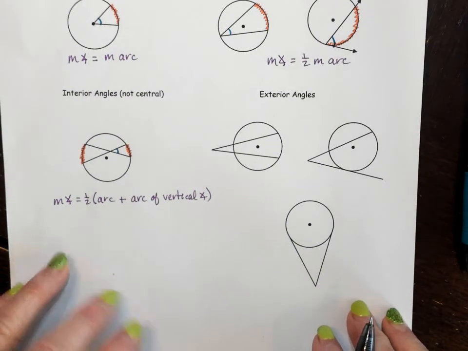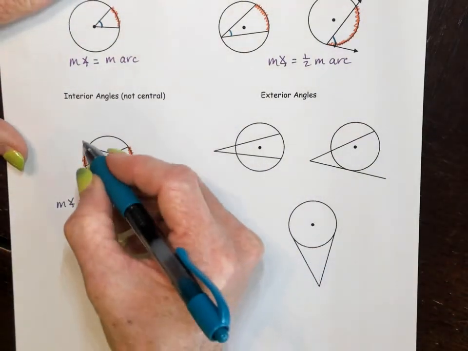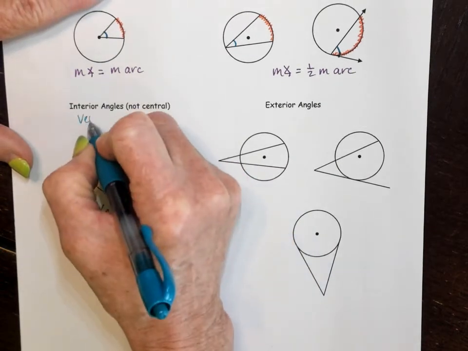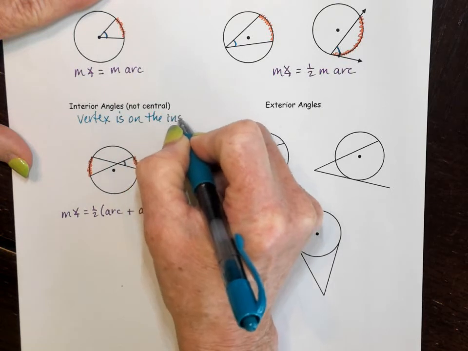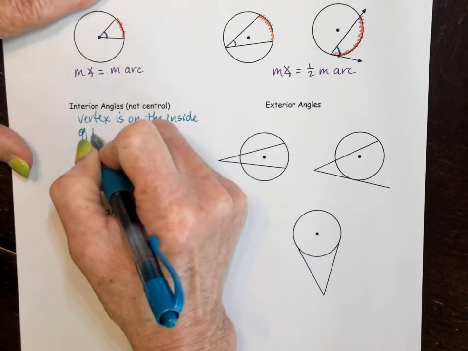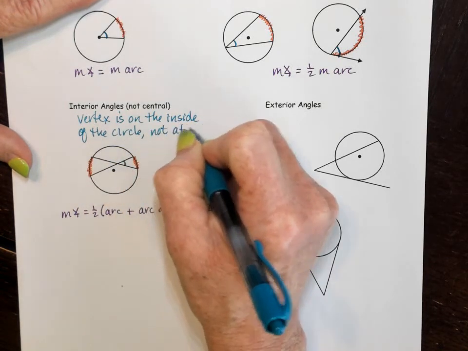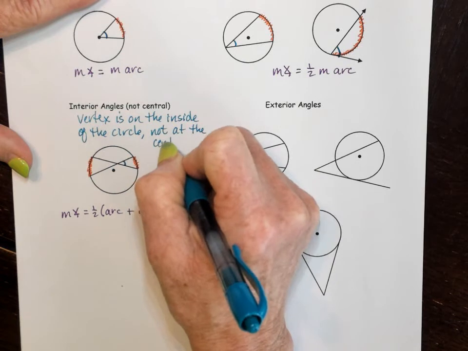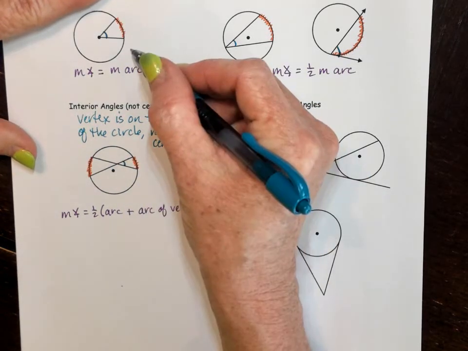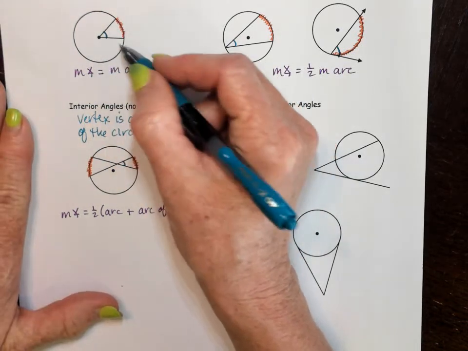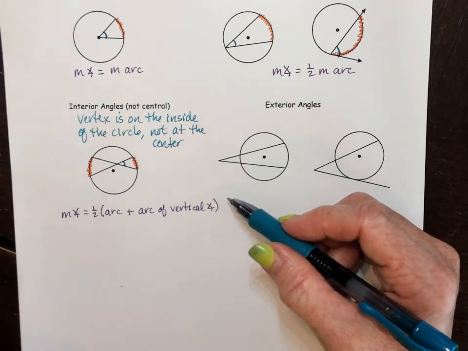Interior angles have the vertex on the inside. Oops, I forgot to write that down. Vertex is on the inside of the circle, not at the center. This formula will work if the vertex is at the center, it's just much easier to use the central angle idea. You'll get the same thing. It's just easier when you have the vertex at the center to go this route.